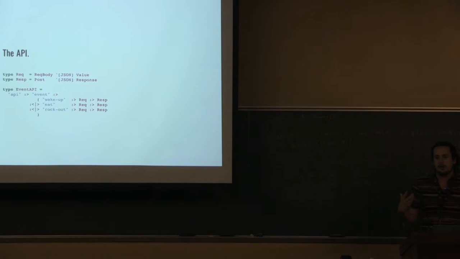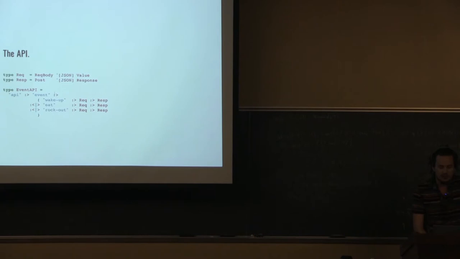And so there's a lot of noise here. We say we have an API which is slash API, slash event, and then slash either wake up, eat, or rock out, each of which takes the same request and returns the same response, or types, right? So the request is actually a JSON blob, I don't really know what it means yet. And I'm going to return some response, which I don't care about, because we don't care what we're responding. We just want to ingest data. So that's what we want.